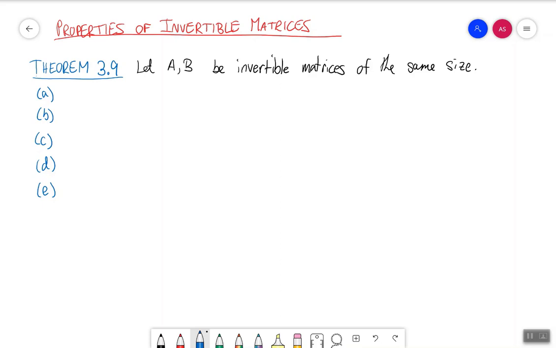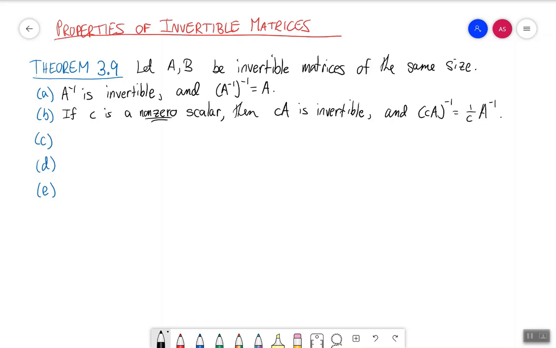The theorem. Let A and B be invertible matrices of the same size. Then A inverse is invertible, and its inverse, as you might expect, is A. Just like when you do 1 over a number, you get back the original number. It's the same with matrices, except we're using the inverse symbol instead of 1 over.